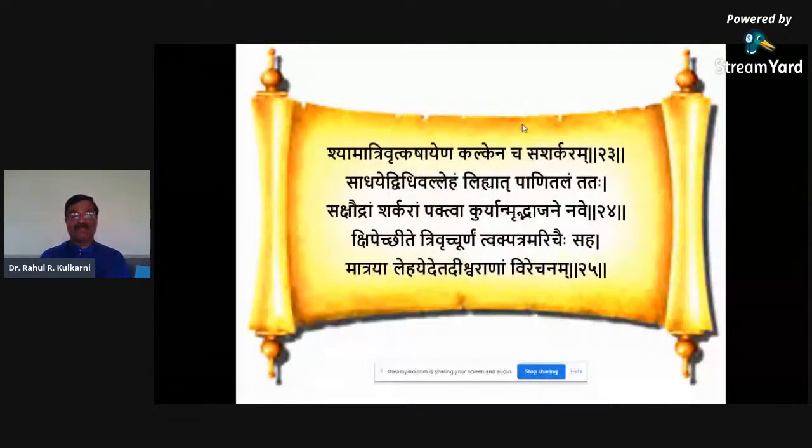Matraya Lehad Etad Ishwaranam Virechanam. So if this is given in proper dosage as a Leha Yoga, Lehed Etad Ishwaranam Virechanam. Here you have to see two contexts. One is the addition of Twakpatra Maricha, what is the purpose of them? And second is what is Ishwaranam Virechanam. So if you can understand this, then this kalpa can be effectively used.